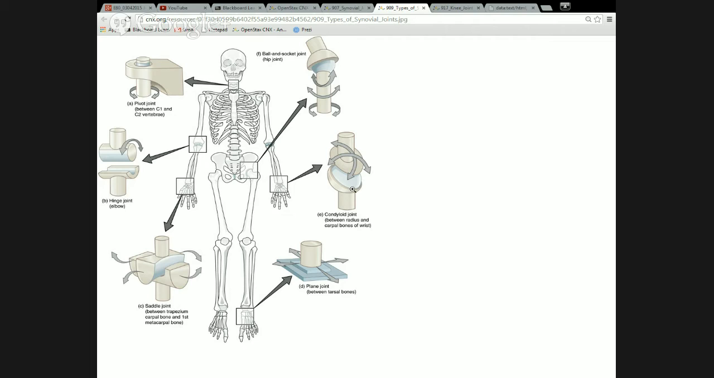So instead of where the phalanx meets the metacarpal, right here, that's a condyloid joint. Down here, where the metacarpal makes a joint on the other end to the carpal bone next to it, that's a saddle joint. And the thing about the saddle joint is that it has as much movement in one direction as it has in the other. Okay? So it's just a little bit more movable biaxial joint than the condyloid joint.